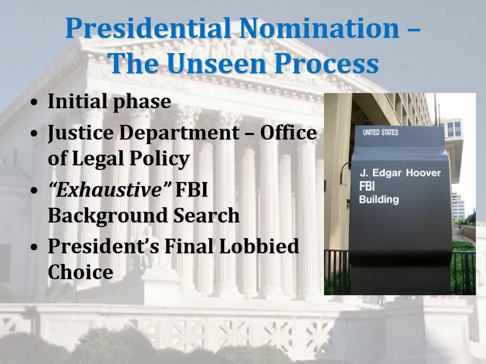Finally, the final choice is the president himself. The president is finally lobbied with choices, and he's lobbied by close friends and advisors. For instance, Attorney General Edwin Meese, who worked under both Nixon and Bush 1, lobbied hard for Robert Bork, a very strong, strict constructionist.